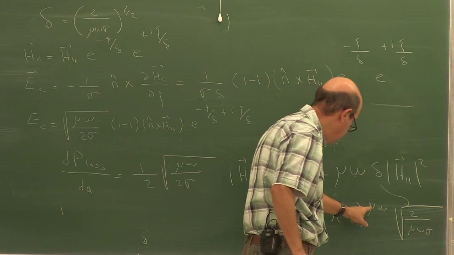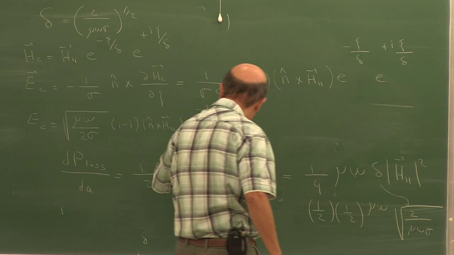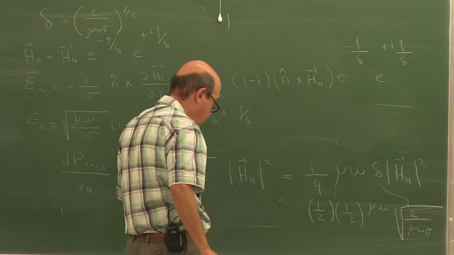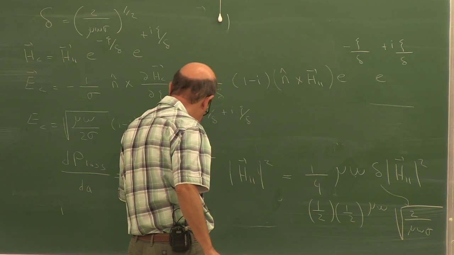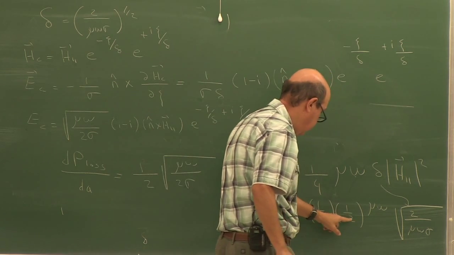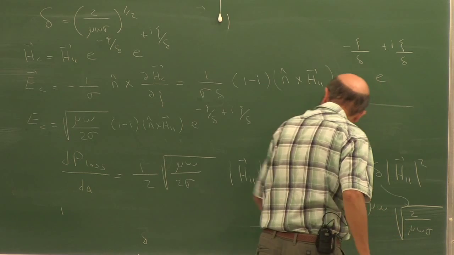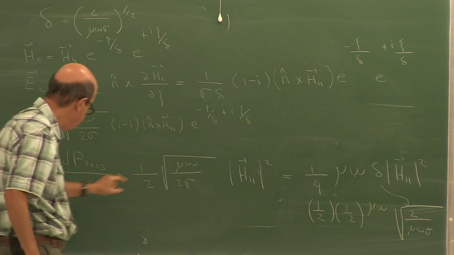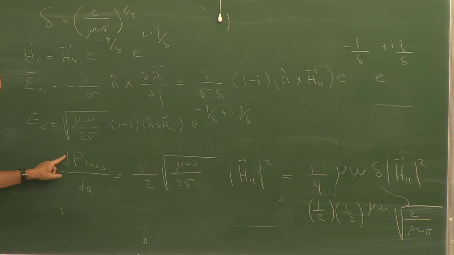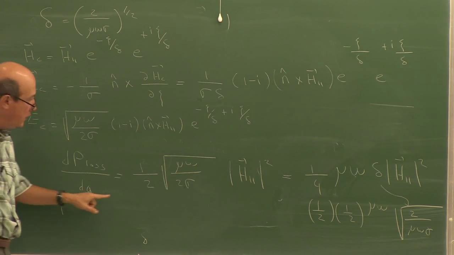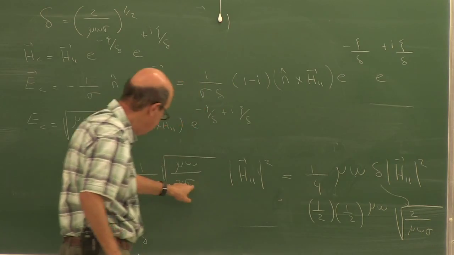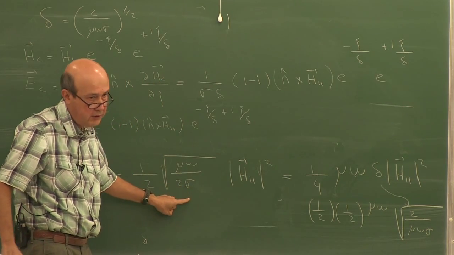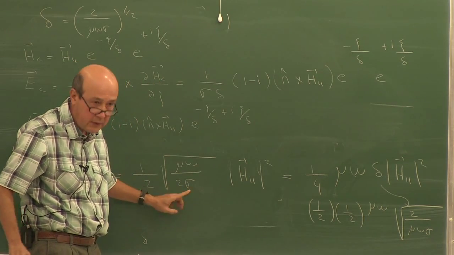Because when you take to the inside, that becomes square root of mu frequency over conductivity. And if you take this to the power of 4, that becomes 1 over 4. So this presentation is the power loss at the surface of the conductor in terms of skin depth. This presentation is the power loss at the surface of the conductor in terms of conductivity.